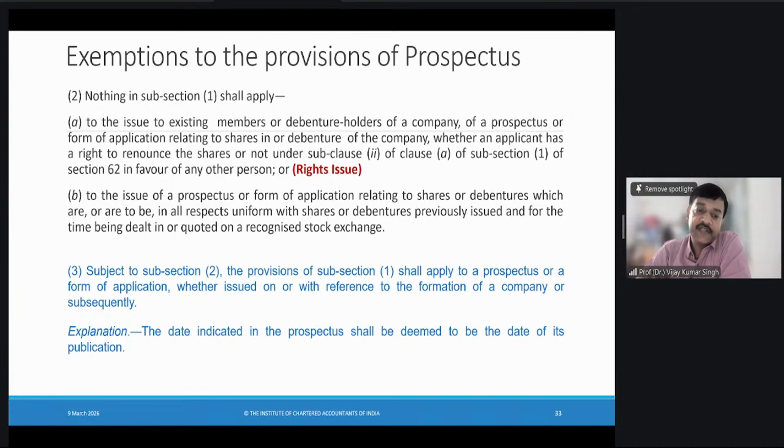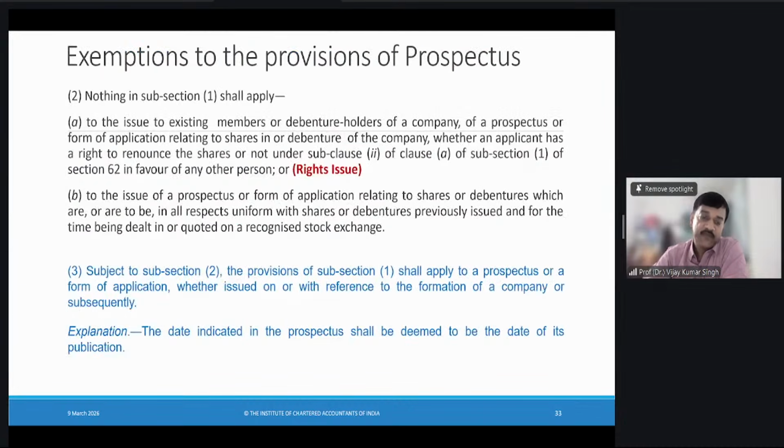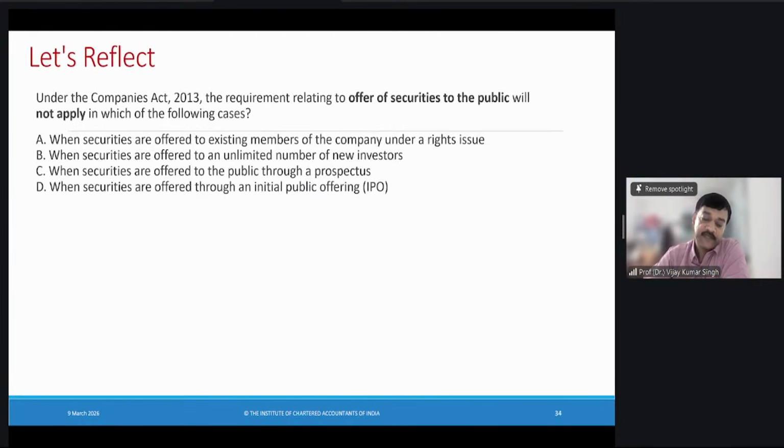So the explanation here is that the date indicated in the prospectus shall be deemed to be the date of the publication. So whatever date we refer to in subclause 1 will be referred to as the date of the publication of the prospectus. So this is an exemption to the proviso of the prospectus.